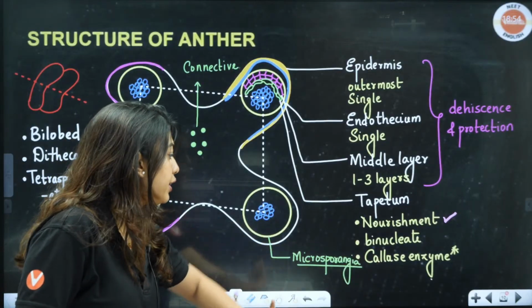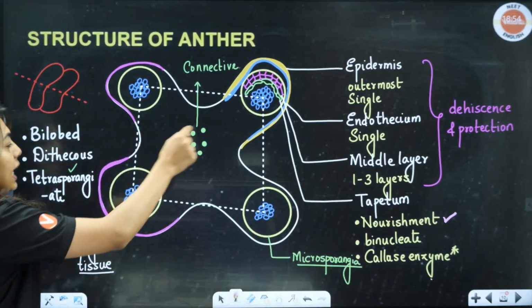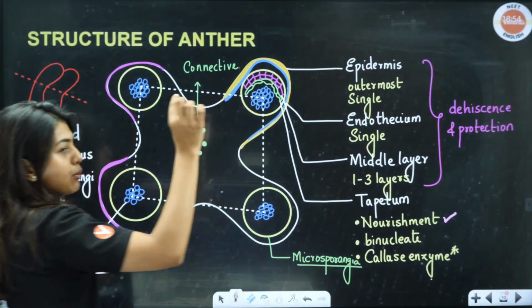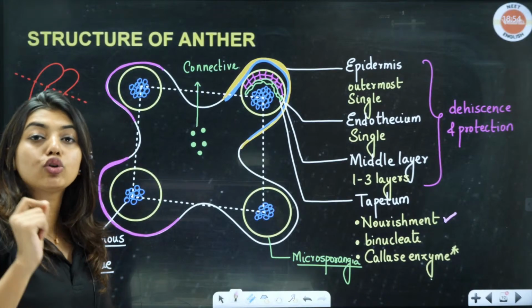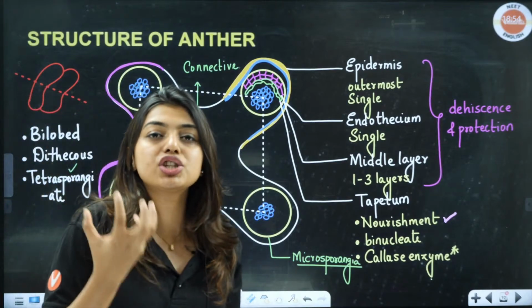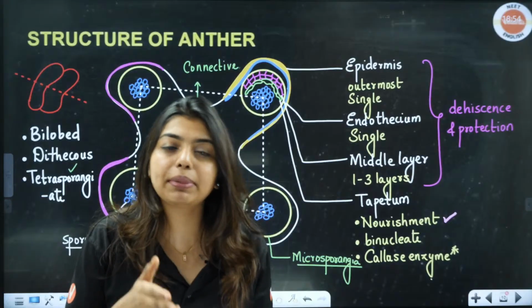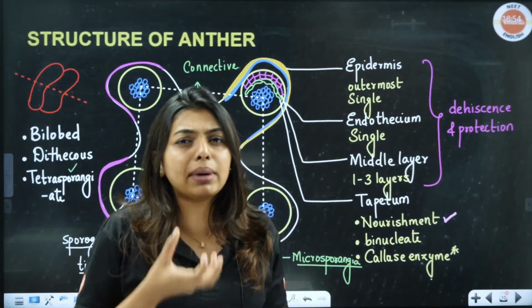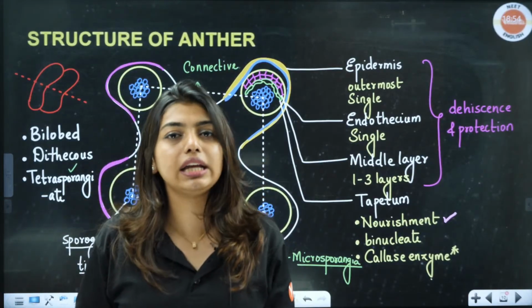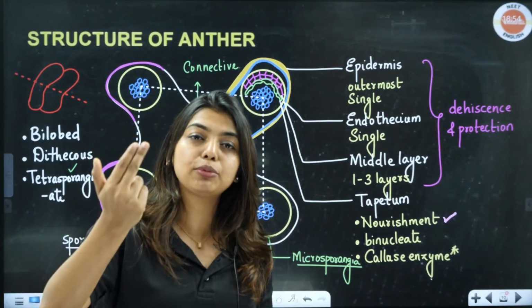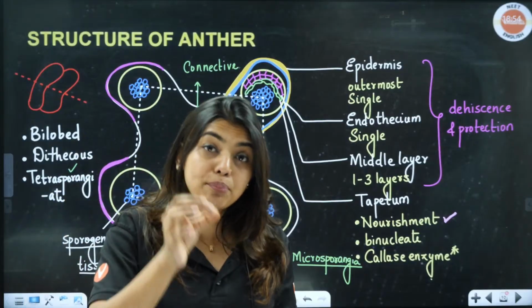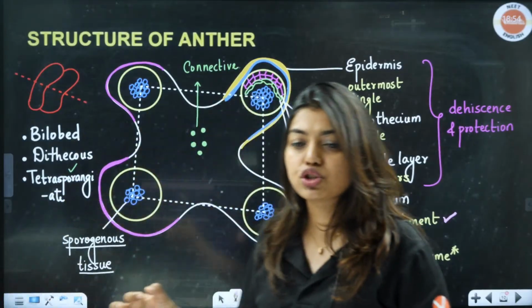You can remember binucleated also. Now listen here, students. In the middle, I have drawn small blue color cells. That is called the sporogenous tissue. This sporogenous tissue can potentially become the pollen mother cell. Without the mother cell, will the entire process happen? No, ma'am. So a sporogenous tissue will develop into the pollen mother cell, and that pollen mother cell is going to undergo microsporogenesis.